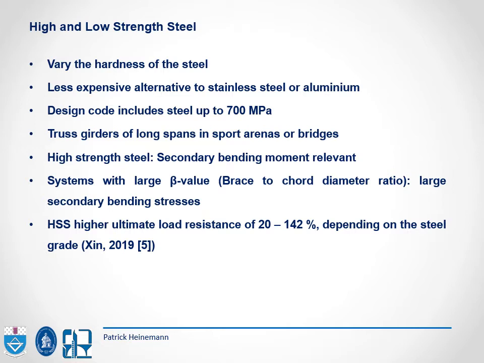Especially for high-strength steel, the secondary bending moment is relevant. Or in other words, in systems with a large beta value, the beta value being defined as the brace to chord diameter ratio, large secondary bending stresses can arise. Xing found out that the ultimate load resistance can be increased by 20 to 142% depending on the steel grade in case of high strength steel.